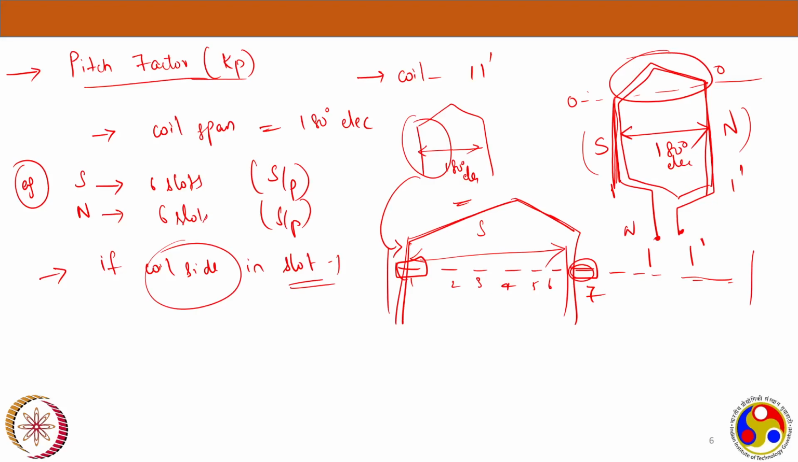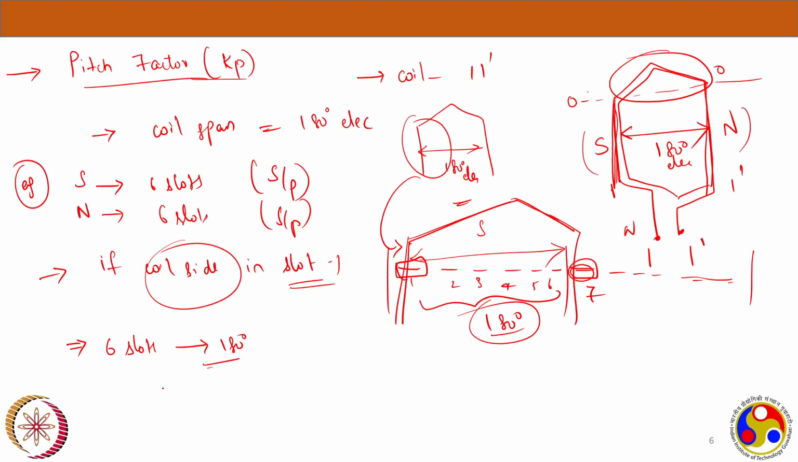If you are placing one coil side in one slot, then after the coil span, or the slots per pole number, we will have the return side. Now we have six slots, right? These six slots are spread across 180 degrees. Each slot takes how much angle? Six slots, 180, so each slot will definitely take 30 degrees.